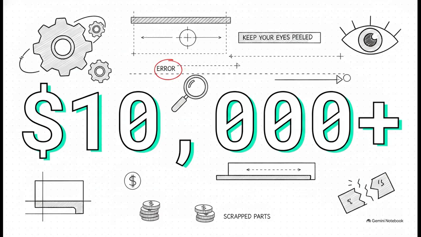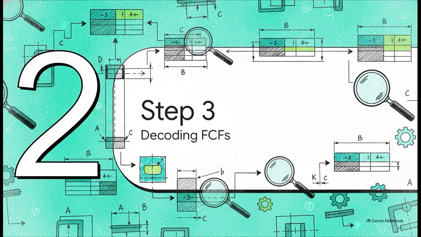As we scan the rest of this print, there is one specific tolerance that, if left as originally specified, would have easily cost this program an estimated 5-figure sum in totally unnecessary inspection and scrapped parts. Keep your eyes peeled. Let's see if you can spot the trap before I point it out. Let's roll right into step 3, decoding the individual feature control frames.